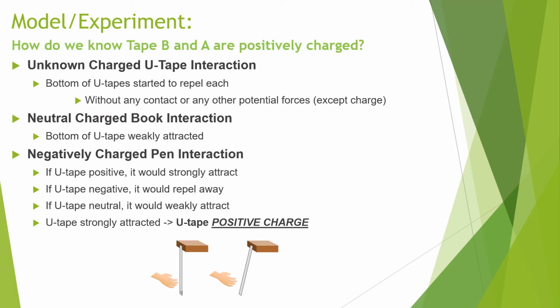We know that tape A and tape B are positively charged because they were both prepared the same way, and we notice that when they were brought up to each other, they started to repel each other, indicating that they both have some similar charge. And when one was brought up to a neutrally charged book, it was weakly attracted to it, again indicating that it has some sort of charge. To conclusively determine what charge it has, we brought up the tape to a negatively charged pen, and it was strongly attracted to it, meaning that the tape had a positive charge.